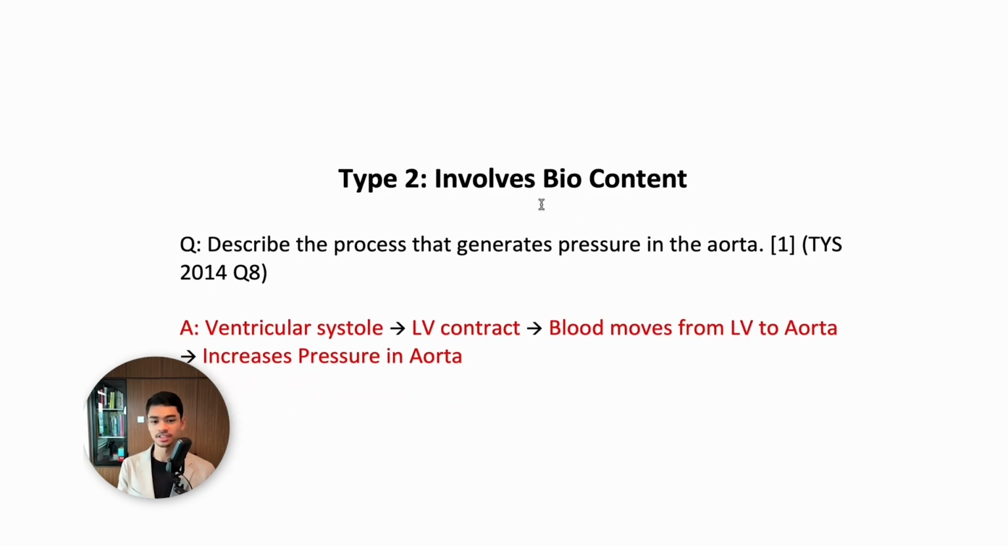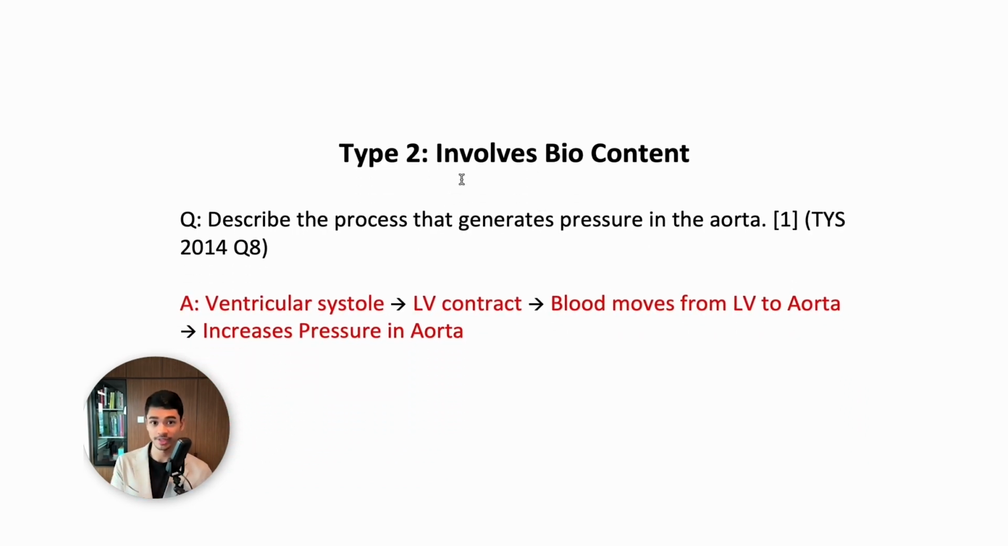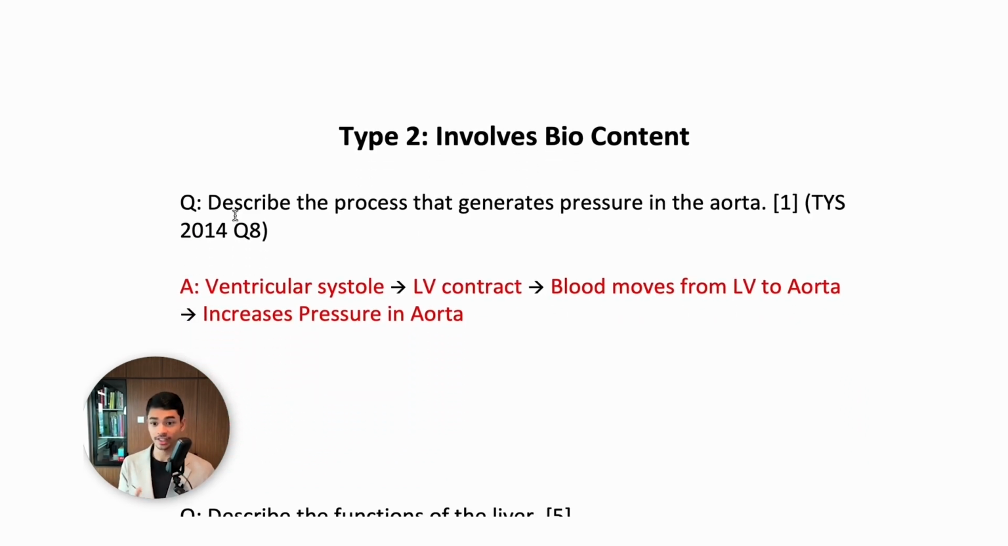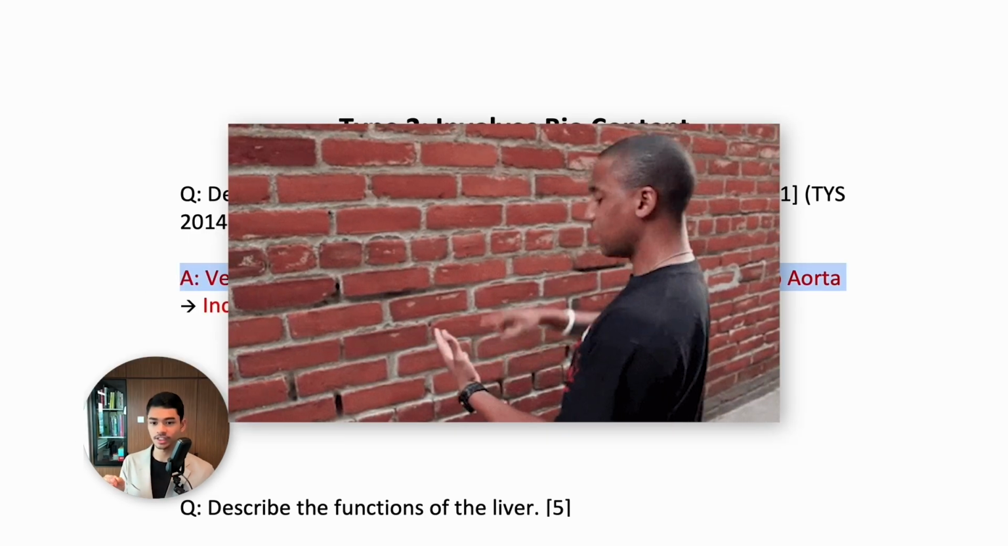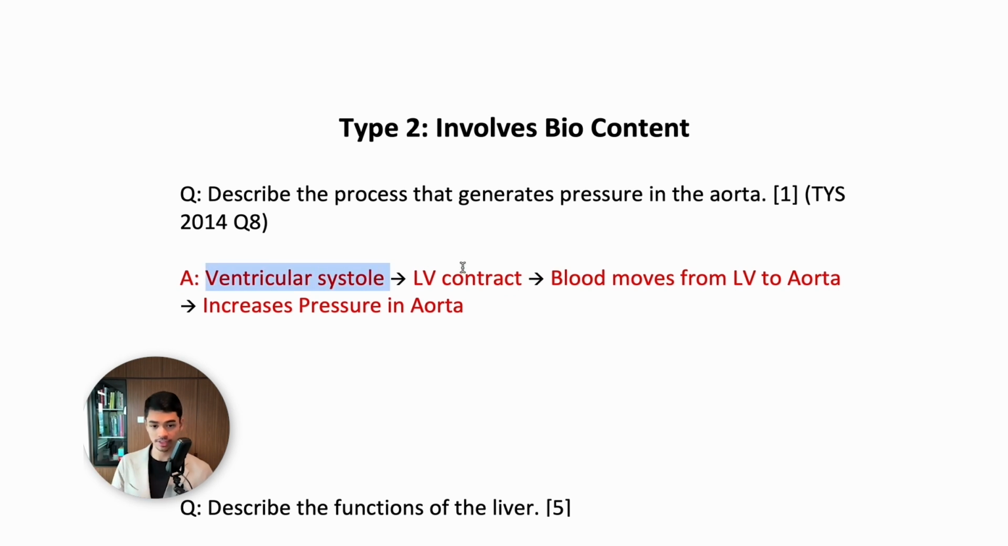So here is the type 2 question where it involves bio content. Like this: describe the process that generates pressure in the aorta. So this one, there's no data required, right? It's just about explaining how. So we say, okay, during ventricular systole, the left ventricle will contract, blood will move from the left ventricle to the aorta, and that increases the pressure in the aorta. Okay, notice why it's not very long, because it's only a 1 mark question. And remember the FIRED checklist, D is for depth, of how long should I write.